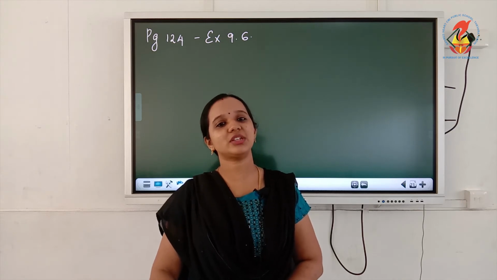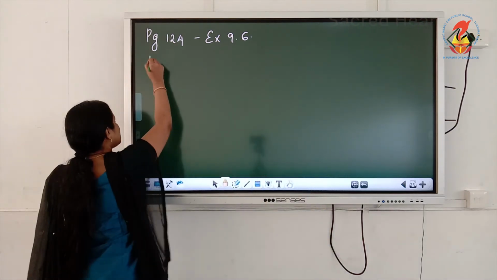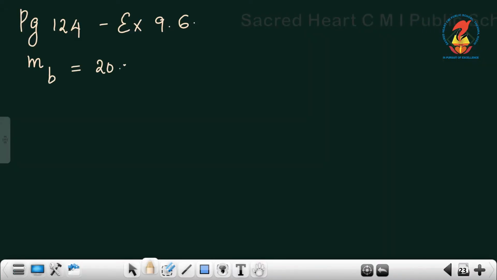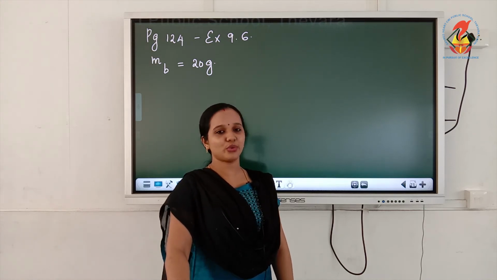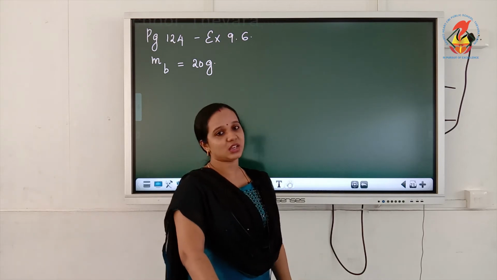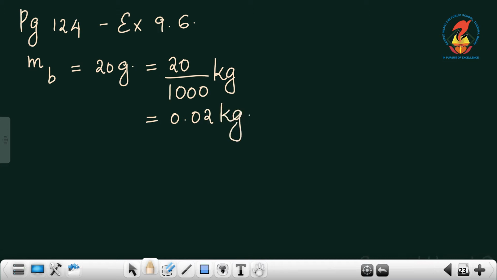So, this is the question. Let us write the given quantities first. Mass of bullet is given as 20 gram. Here mass is given in the unit gram, but we know the SI unit of mass is kilogram. So, we need to convert grams into kilograms. To convert gram into kilogram, let us divide it by 1000. So, the unit changes to kilogram. 20 by 1000 is 0.02 kilogram. So, we change the mass of the bullet into kilogram. It is equal to 0.02 kilogram.